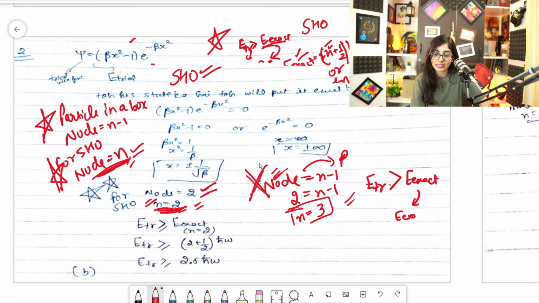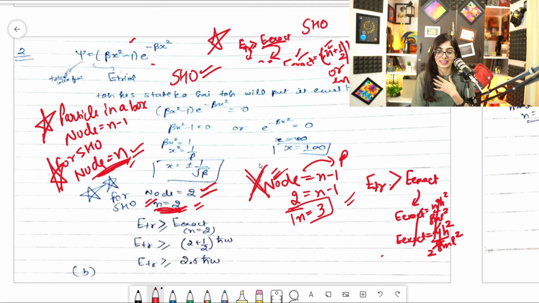So E exact is equal to n square h square by 8 m l square. Clear? And what is n? n is 2, so 2 square means 4. It would be 4h square by 8ml square. So 4 2s are 8. And oh god, I'm so sorry. I again forgot. I also made the same mistake.